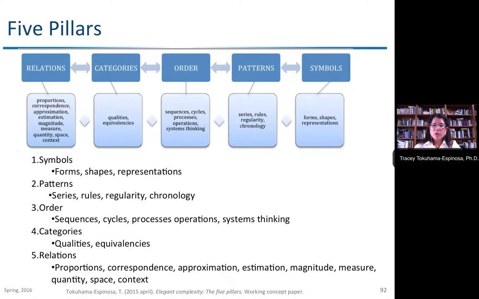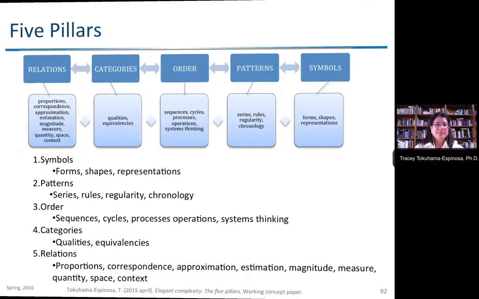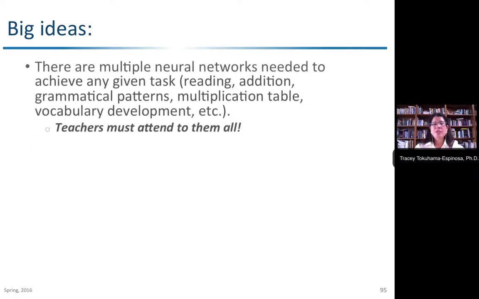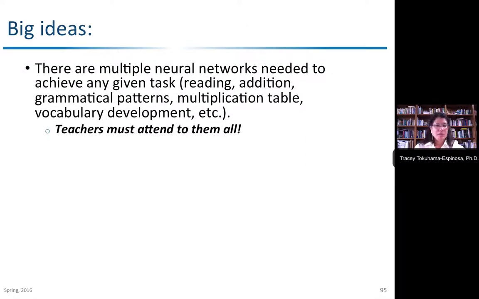So going from lower level symbolic understanding up to the higher order symbolic understanding does happen in a developmental way over time. Far more important than the age of an individual, for example, in learning a foreign language, is the order in which those different elements are constructed in that individual's brain. So again, the core idea of neuroconstructivism is that basic neural pathways need to be in place before higher order thinking can be put into functioning. So, some three big ideas.